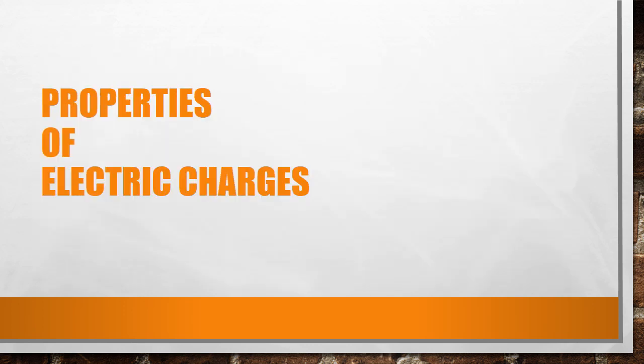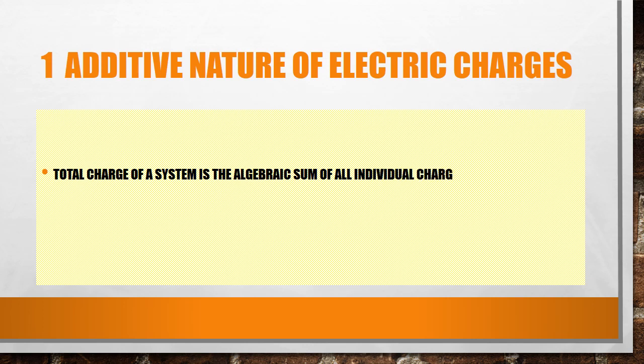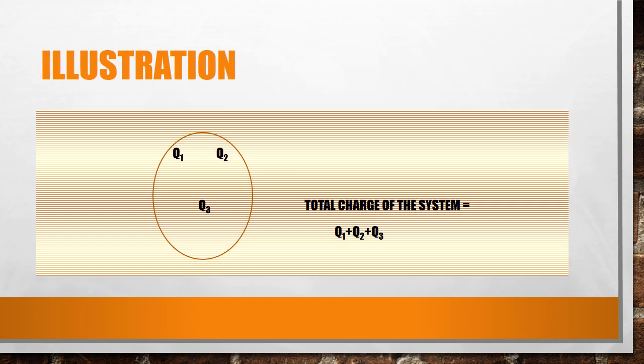Now we examine the properties of electric charges at rest. Number 1. Additive nature of electric charges. The total charge of a system is the algebraic sum of all individual charges located at different locations in the system. Now we can see the illustration given. A system is given three charges Q1, Q2, Q3. Therefore, the total charge of the system is Q1 plus Q2 plus Q3.